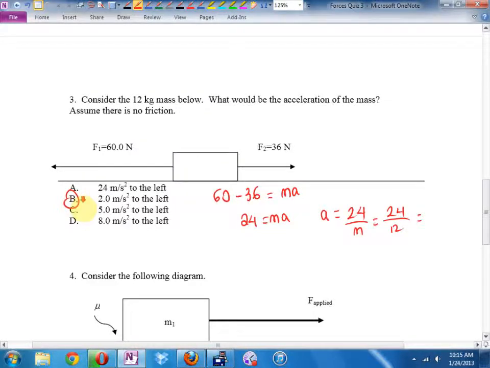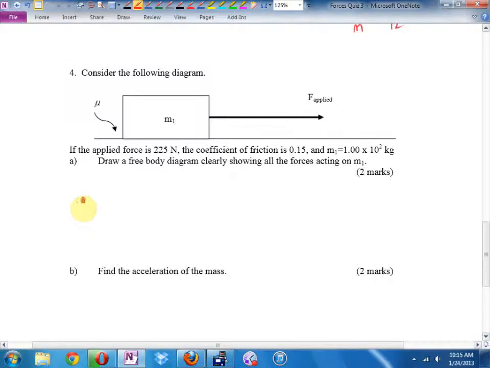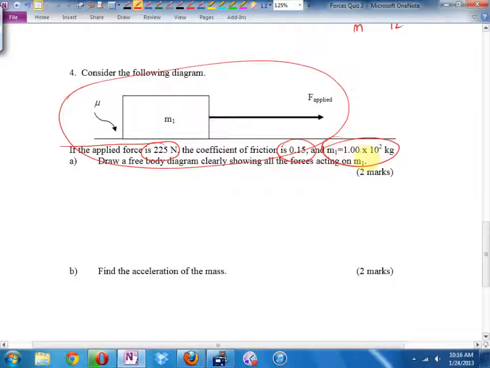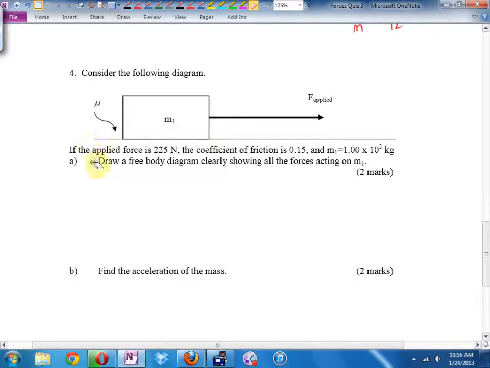Number 4. If the applied force is 225 newtons, and by the way, these are a pain to draw using Microsoft Word. So often what I'll do, I'll give you the generic diagram, and then in the question, I'll tell you what the applied force is, what the coefficient of friction is, and what mass 1 is, because it's easier than trying to actually put the numbers on the diagram. If you've ever done graphics in Word, that's a pain. So make sure you read the question carefully.